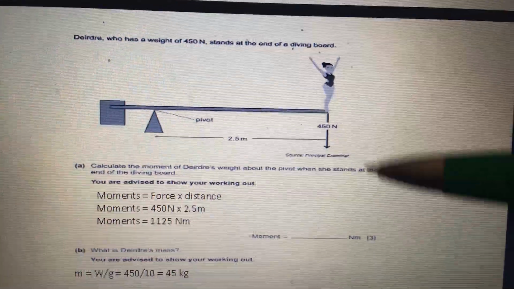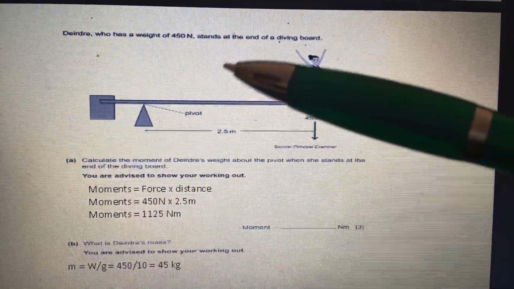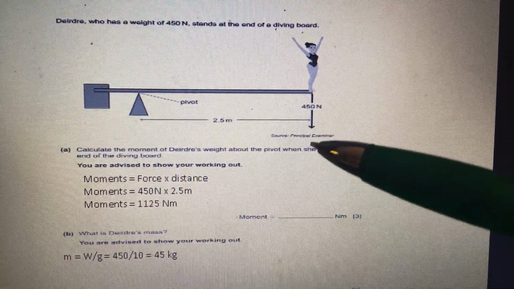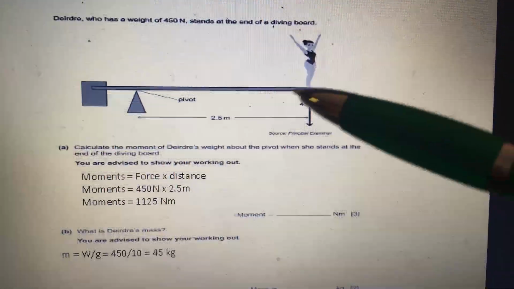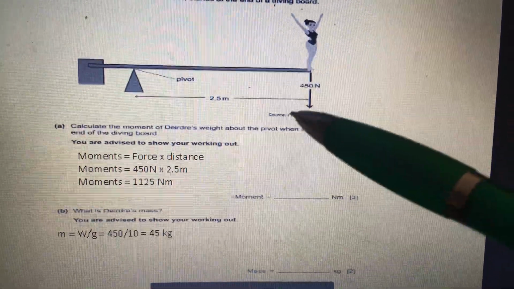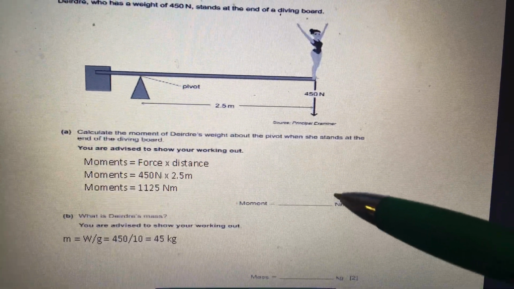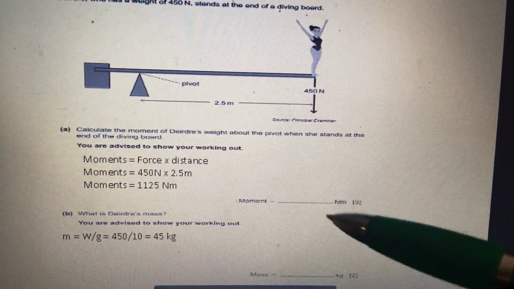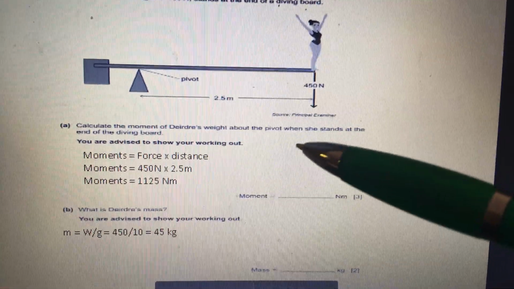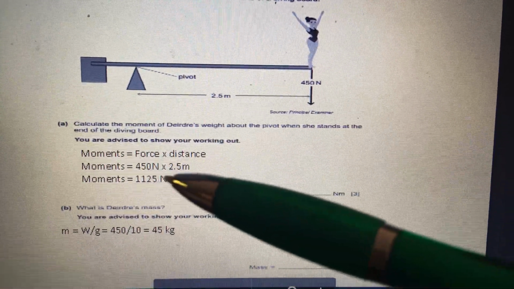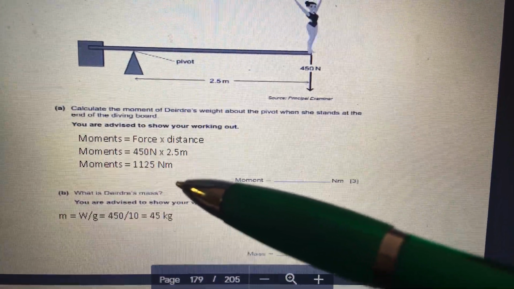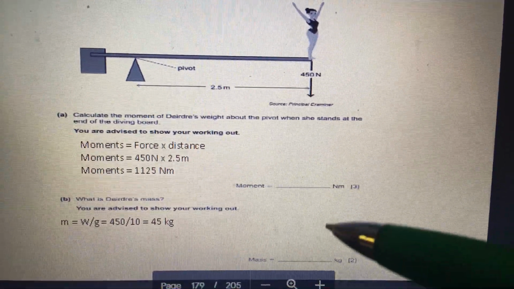In this question, Deirdre, who has a weight of 450 newtons, stands at the end of a diving board. Calculate the moment of Deirdre's weight, which is 450 newtons, about the pivot when she stands at the end of the diving board. So if you have a look here, we have to give her moment in Newton meters, and that's fine because our distance is in meters anyway. So it's 450 multiplied by 2.5 meters. It gives a moment of 1,125 Newton meters.